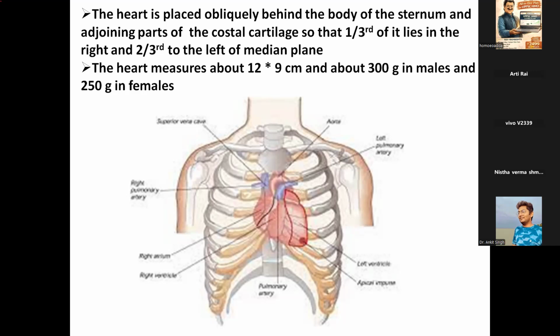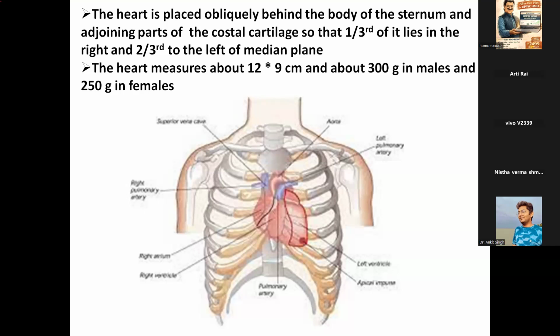So the heart is present behind the body of the sternum and adjoining costal cartilage, so that one third of it lies on the right and two-thirds of it lies on the left of the median plane. Now this is very important. Many of us think that the heart is completely on the left side. No, it is not like that. Two-thirds, the majority portion of the heart, is on the left side, but still one-third portion is on the right.